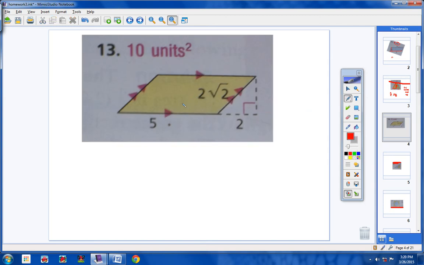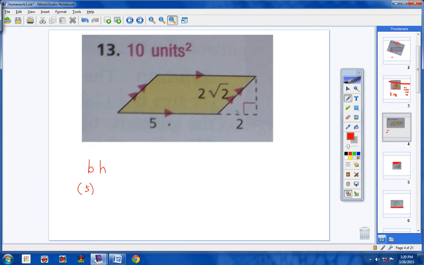Now, let's go ahead and find the area of this parallelogram. I know it's a parallelogram because this side is parallel to this side, and this side is parallel to this side, and it's a quadrilateral. So how do you find the area of a parallelogram? Base times height. Do I know either one of those two? Well, yes, I know the base. The base is 5. The only thing I'm missing is the height.